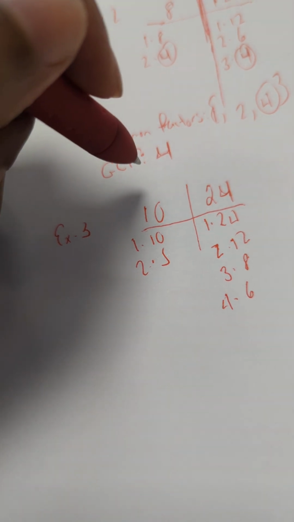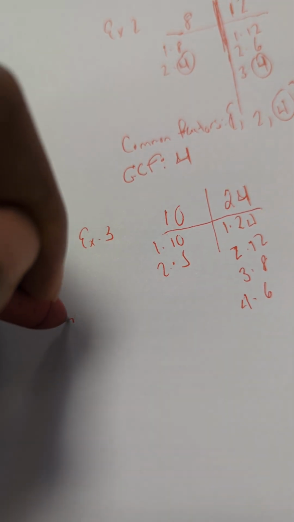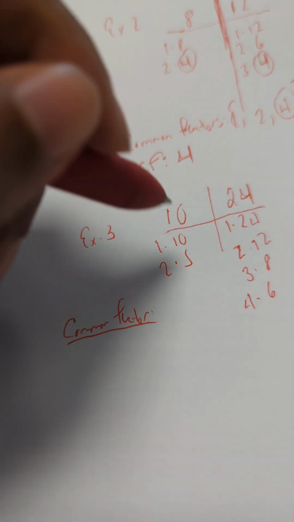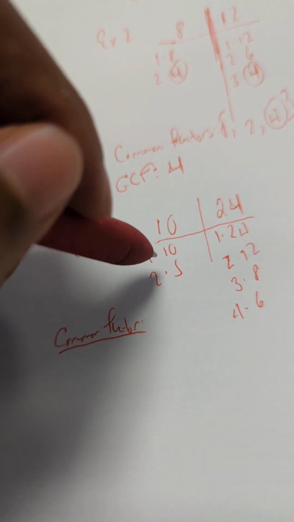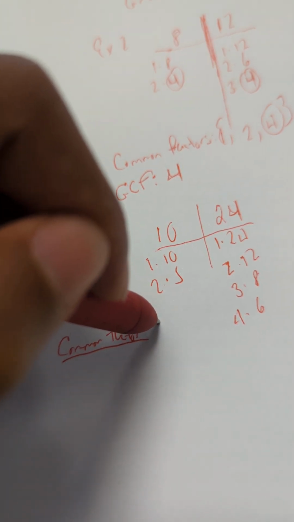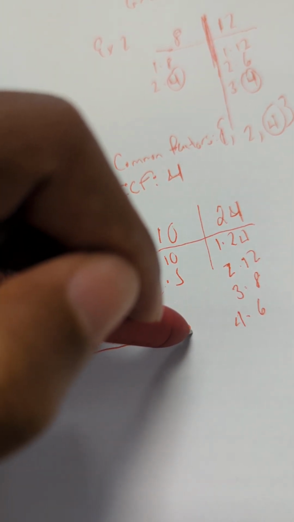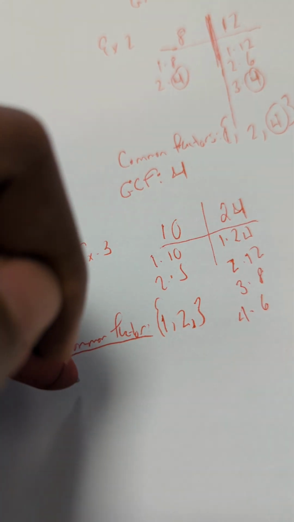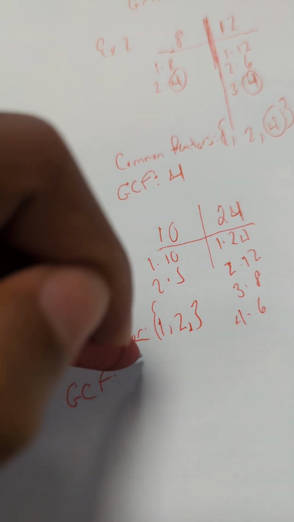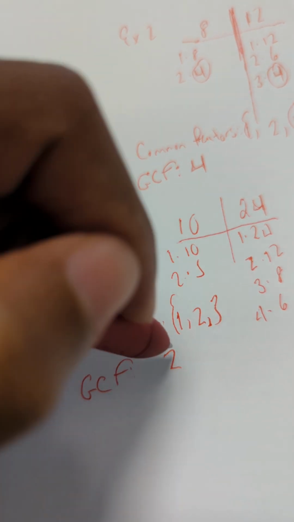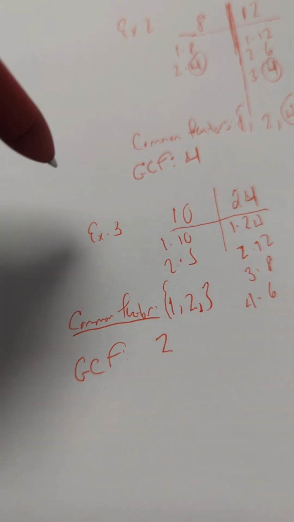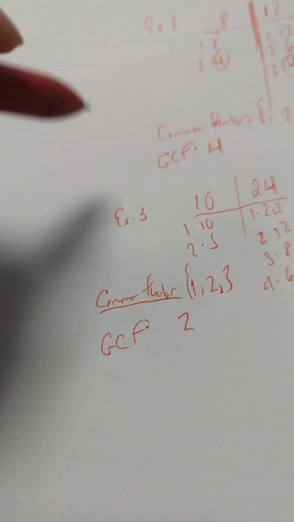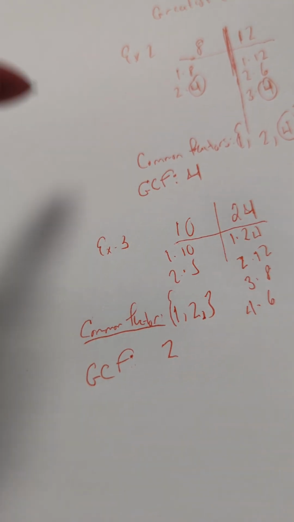So, okay, what are the common factors of 10 and 24? It's 1 and 2. What is the greatest common factor? The greatest common factor is 2 because it's the highest number out of all of them. So the greatest common factor in this case is 2.